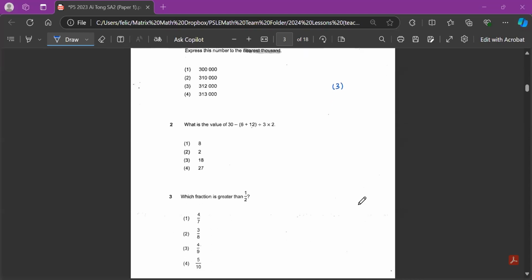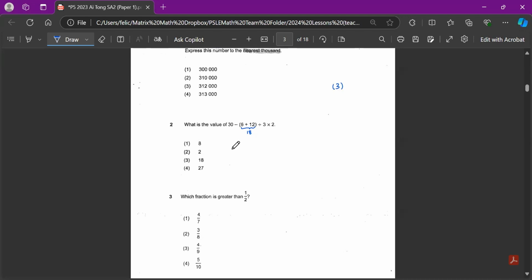Right, question 2. What is the value of this whole entire expression? You'll notice that there's a mix of minus, plus, times, and division, and there are also brackets, of course. Remember your priority is to solve the things in the bracket first. So we have a bracket, 6 plus 12, which you solve to get 18. The next thing is to solve the division or the multiplication.